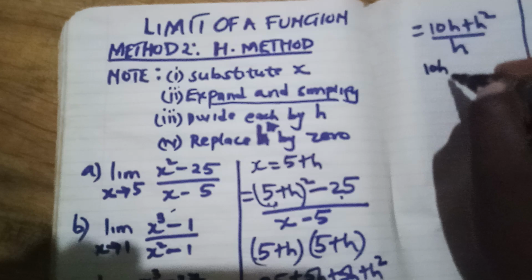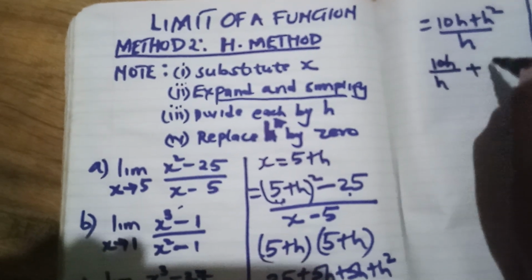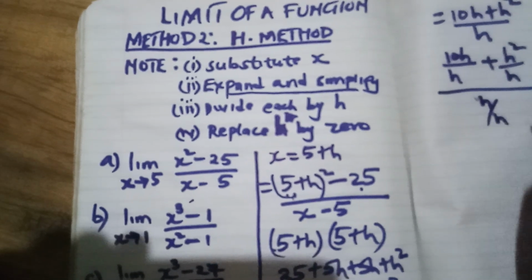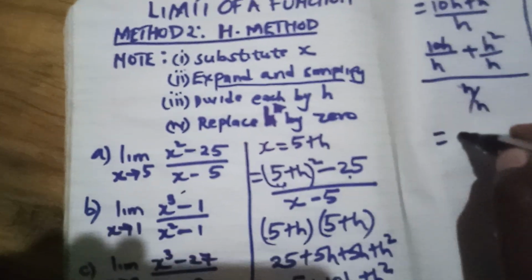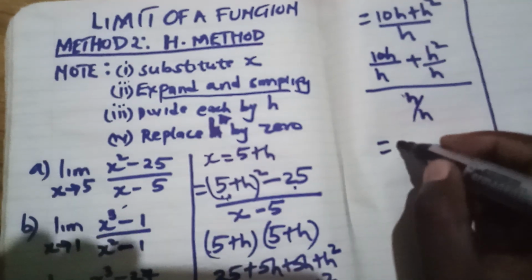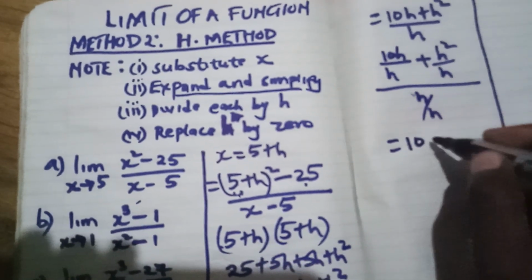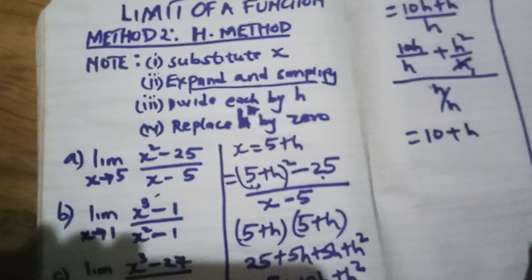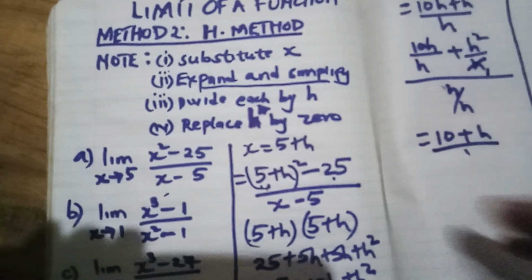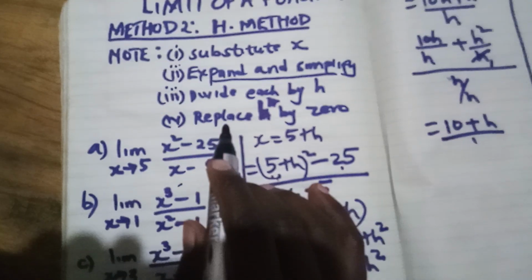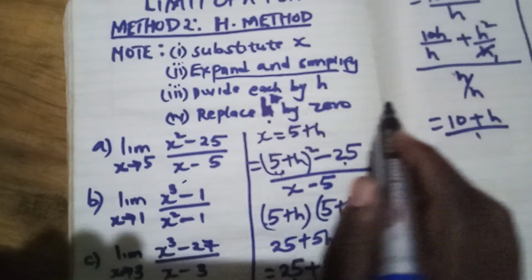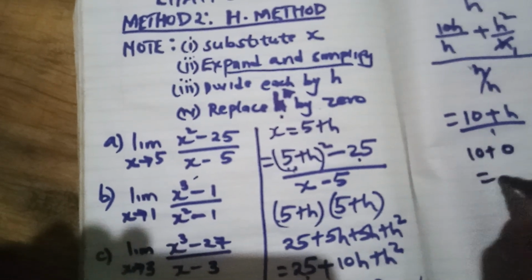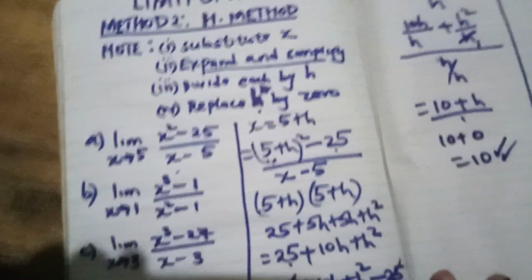So 10h divided by h, plus h squared divided by h, all through h divided by h. We remain with 10 plus h. This h cancels one h, remaining with the one h, then divide by 1, which is just the same. Then the last step, we said replace h by 0. So 10 plus 0 is equal to 10. That's our answer.